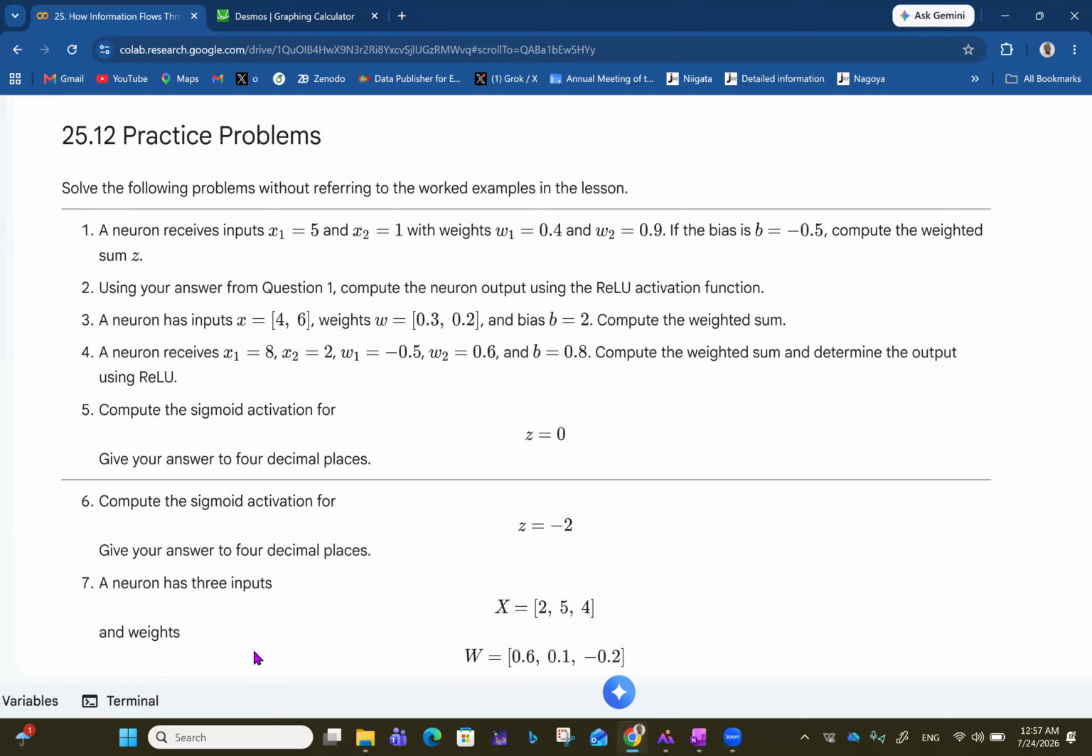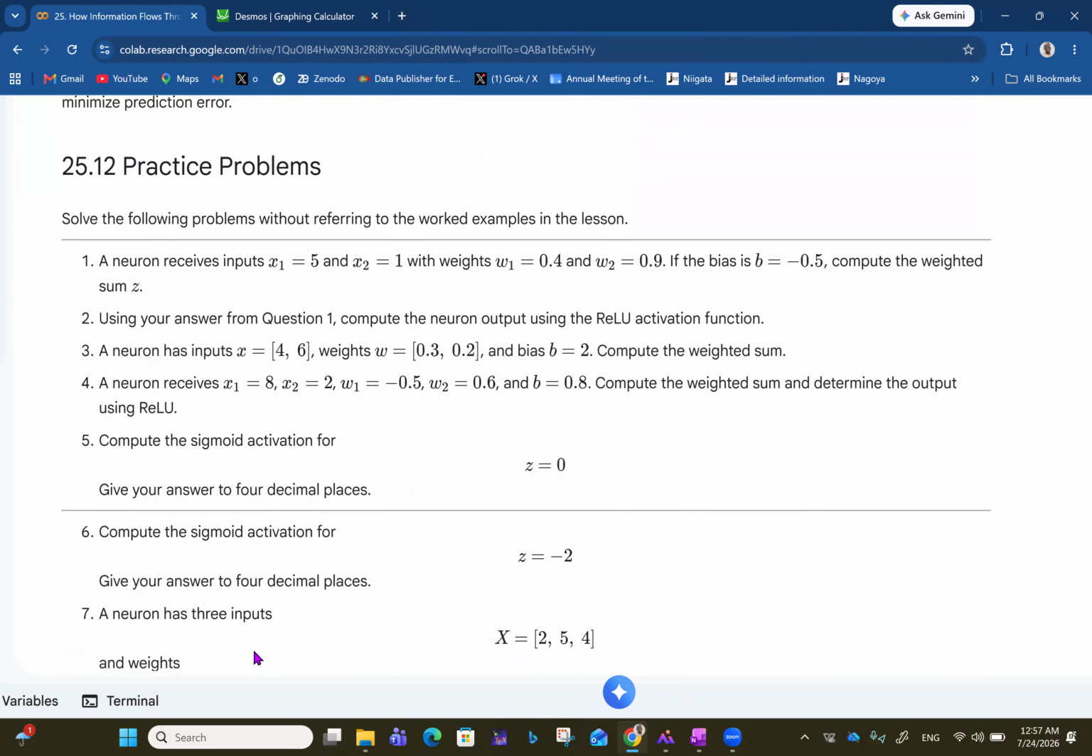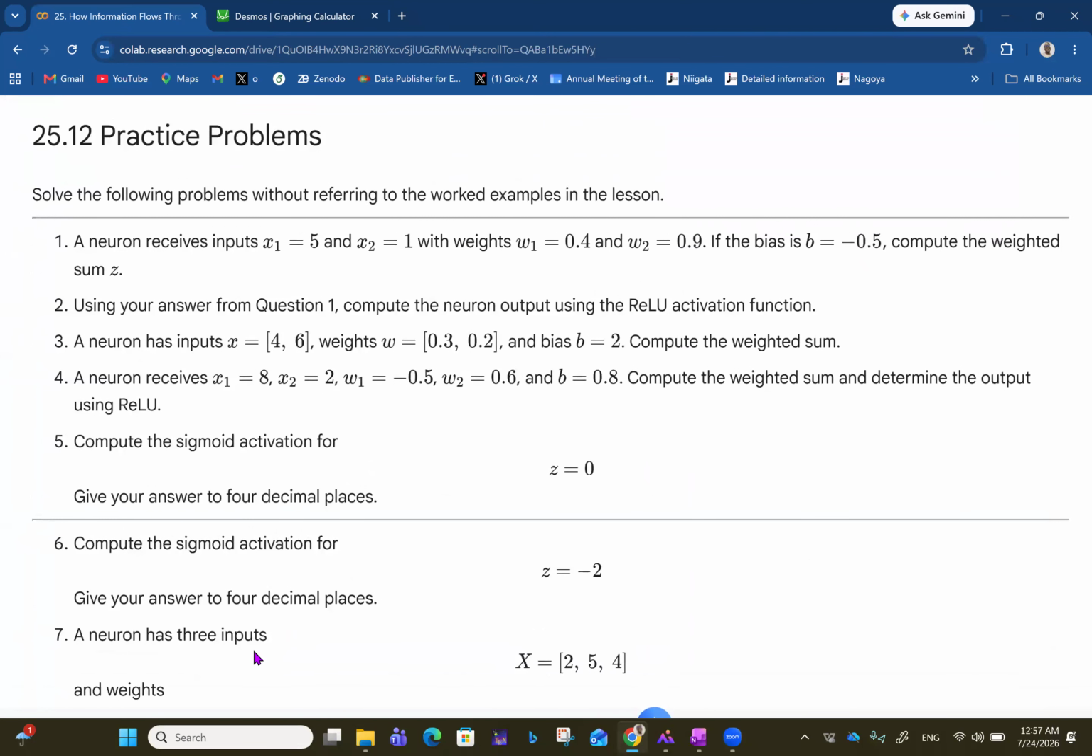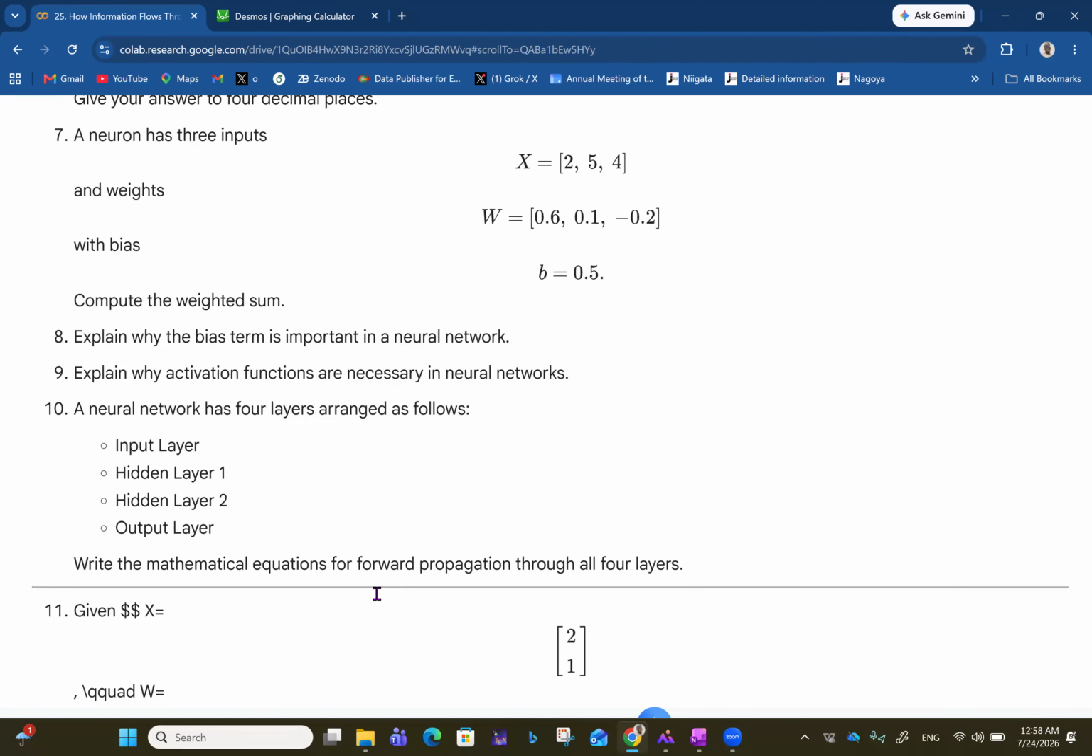All right, so let's talk about some practice problems here, like I always promised. So here you can see problems 1 to 6. Can I expand this a bit more? So you can see 1 to 6 clearly right here. It says solve the following problems without referring to the worked examples in the lesson, because of course they are really straightforward. So here I'll be solving problems 7 and 20. So I'll be dealing with 7.